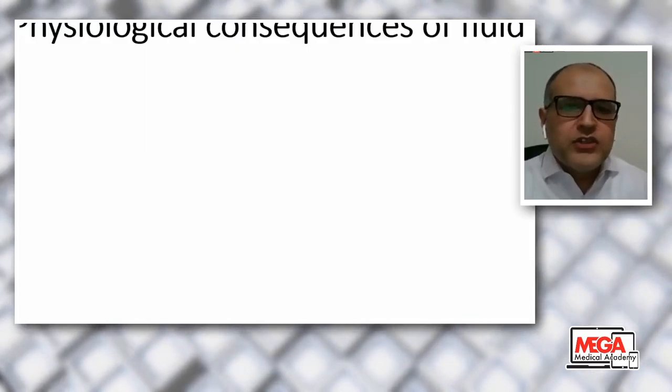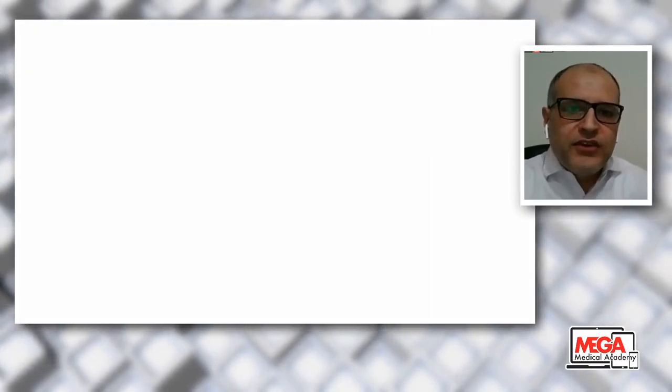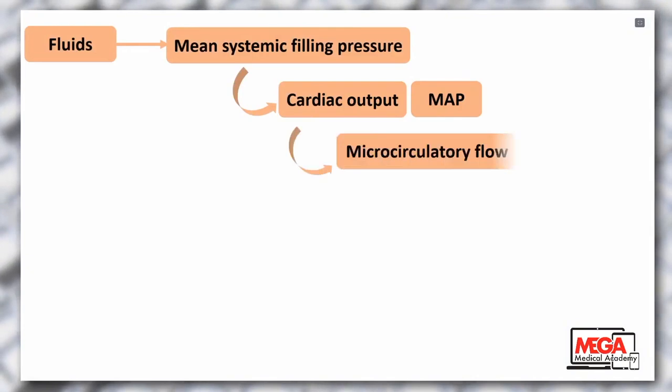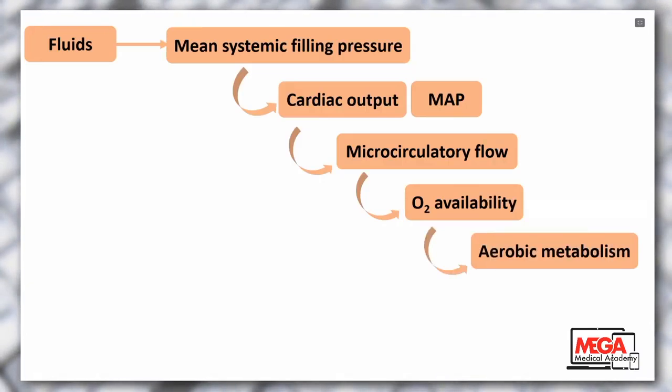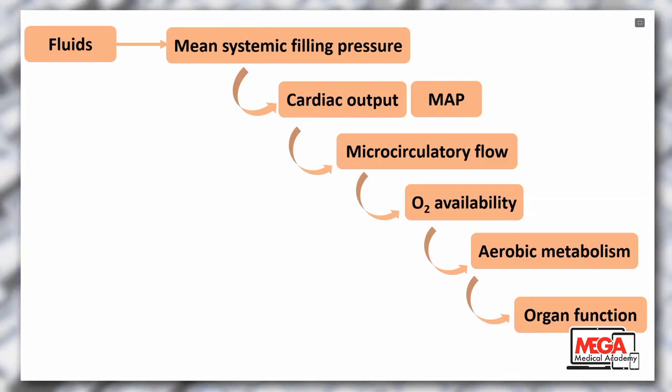What are the physiological consequences of fluid administration? When we give a patient fluids, the mean systemic filling pressure increases, cardiac output increases, and mean blood pressure increases. Then the microcirculation will have increased flow. Then there will be oxygen availability to the tissues. Then there will be aerobic metabolism and organ function. These are the steps from starting fluid administration till reaching organ function.